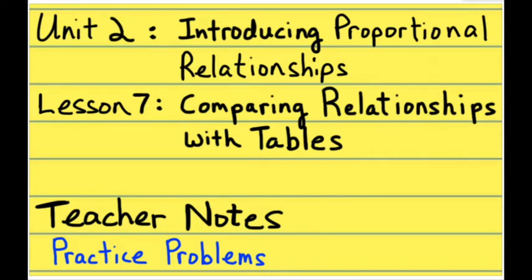These are the practice problems for Lesson 7, comparing relationships with tables. The main idea of this lesson has been to construct tables that contain the relationships within them and figure out whether or not those relationships are proportional. The way to do that is to figure out whether or not there is a constant of proportionality. Sure enough, 4 of these 5 practice problems have to do with constructing tables or looking at information within tables and figuring out whether or not the relationships are proportional.